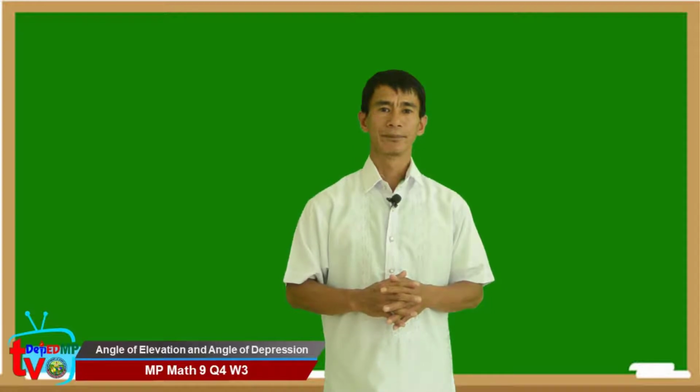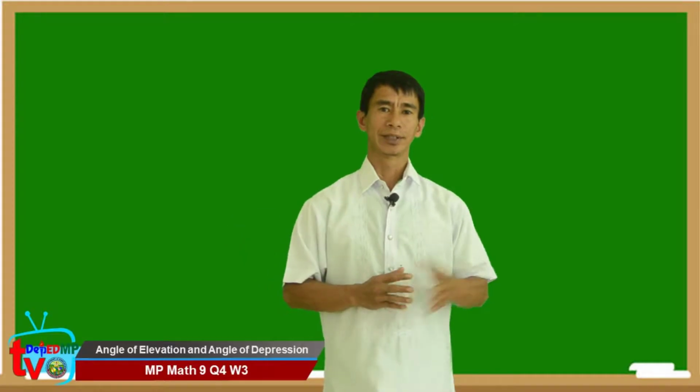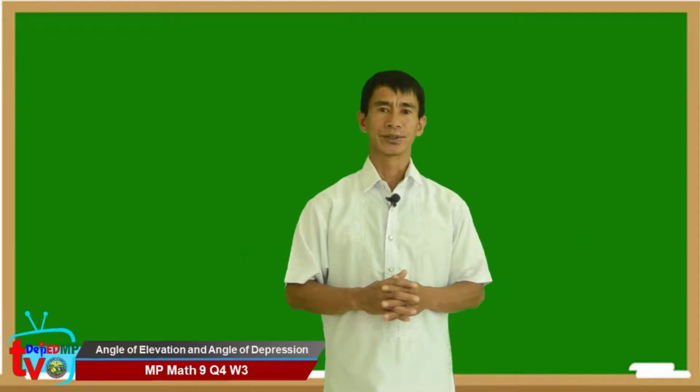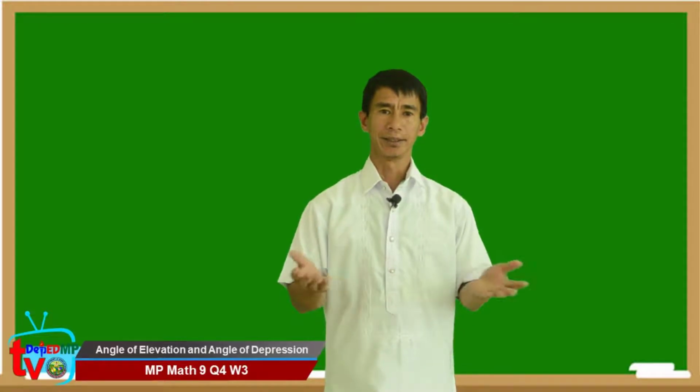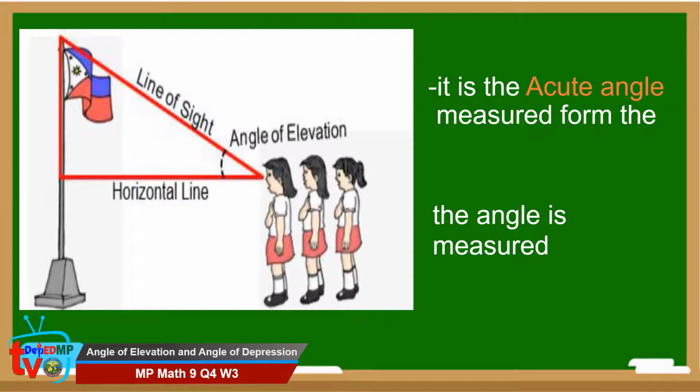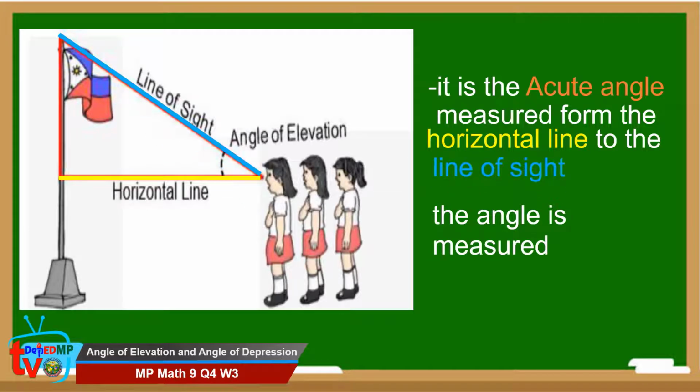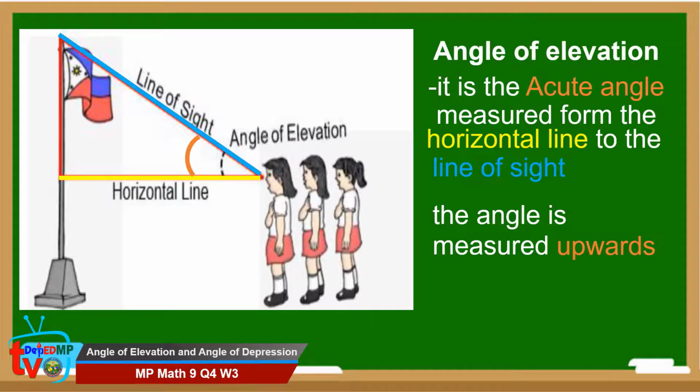But before that, analyze first this situation. Suppose all grade 9 learners attended our school flag ceremony at the quadrangle, like the given image. The angle of elevation is an angle formed from your eyes to the pole, forming a horizontal line. And from your eyes to the top, where the flag is located, is the line of sight. The angle formed is positioned upward. This angle is what we call the angle of elevation.